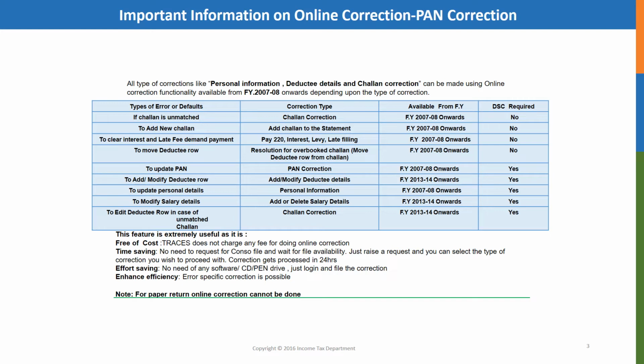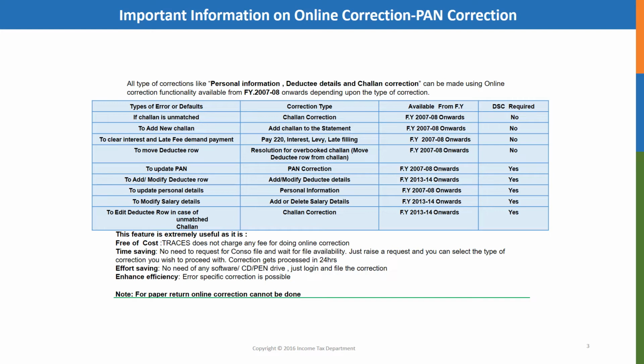Though this can be availed with or without the digital signature certificate, we strongly recommend to do this correction using the digital signature certificate. That will be very convenient. Now this feature is extremely useful. It is free of cost, Traces does not charge you any fee for doing this online correction. This is time saving as well.